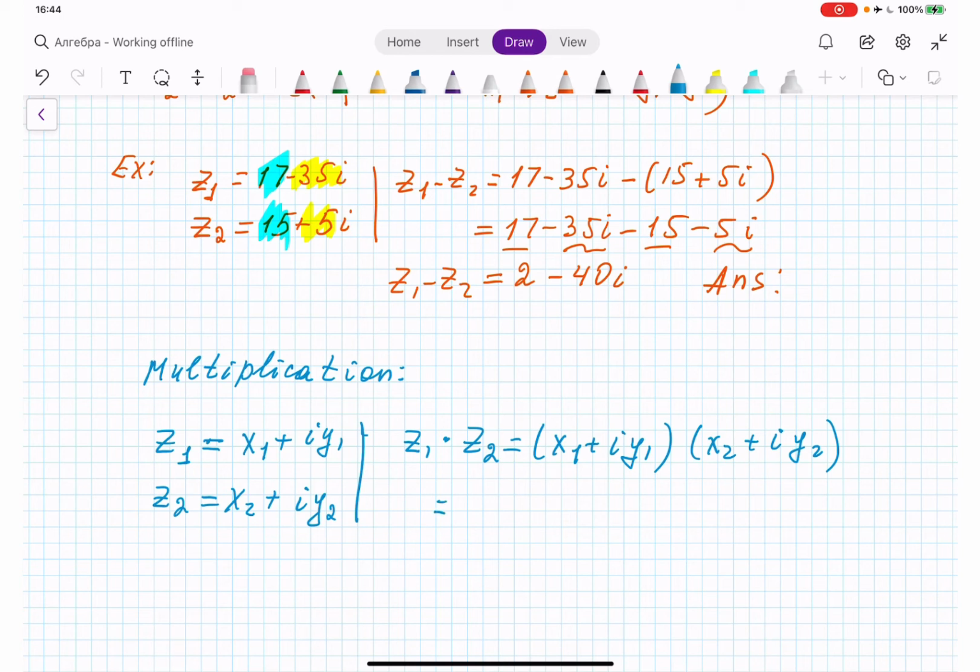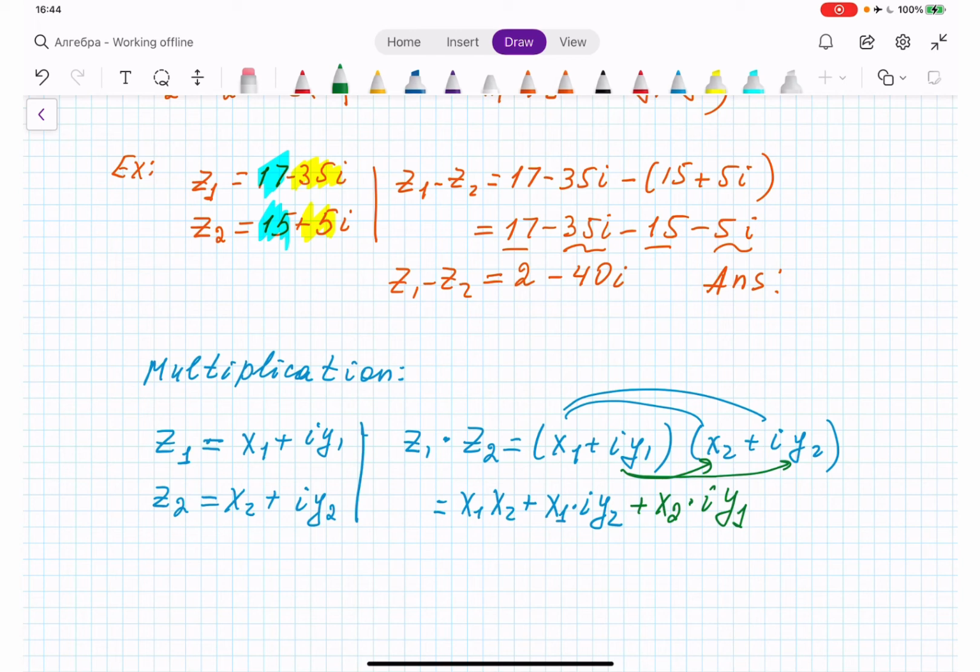What are we going to get? First we multiply x1 by x2, and then x1 by i y2. So it's going to be x1 times i y2. Next, i y1 times x2, it's going to be plus x2 times i y1, and i y1 times i y2. So it's going to be plus i squared times y1 y2.